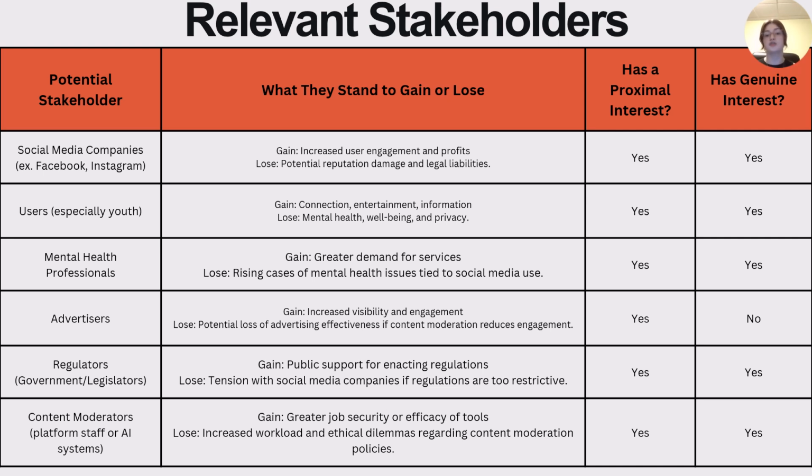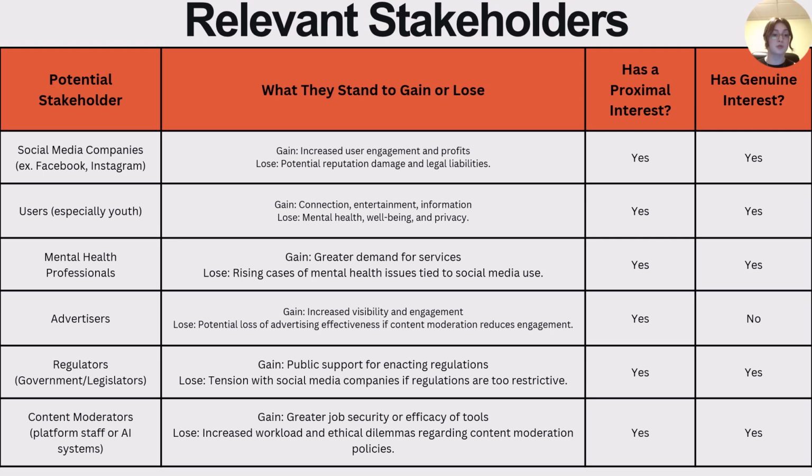Next is advertisers or content creators. They gain an increase in visibility and engagement. They also stand to lose potential advertising effectiveness as content moderation reduces engagement. They don't, however, have a genuine interest. This is the only one that was listed as no for genuine interest, as they are in a little bit of a different position, separated a little bit from the social media companies and the users.